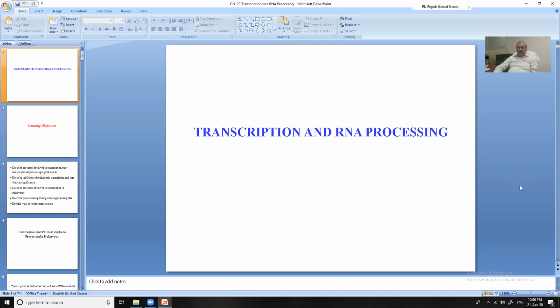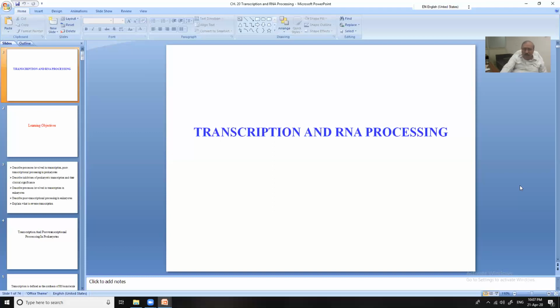Okay. So students, today I will be starting transcription and RNA processing. Transcription, you all know what is transcription. Actually, transcription is the biosynthesis of RNA molecule taking one of the strands of the DNA as the template. So you know that there are two strands of the DNA in nucleus. And if one strand is acting as the template for the RNA to be synthesized, the other strand is known as the coding strand. Right?